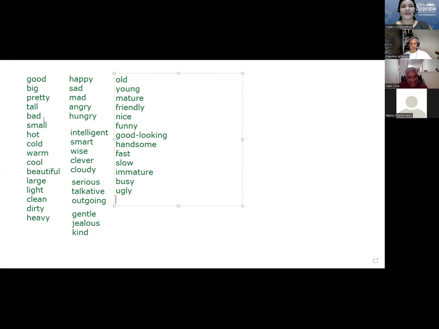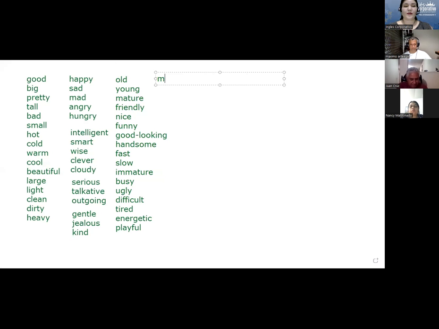Another one. Just give me like two or three more. Difficult, tired, good. Tired, energetic, that is the opposite of tired. Energetic, playful. Playful, it's like juguetón or juguetona, like the little kids, right? Mischievous, right? Mischievous is travieso.